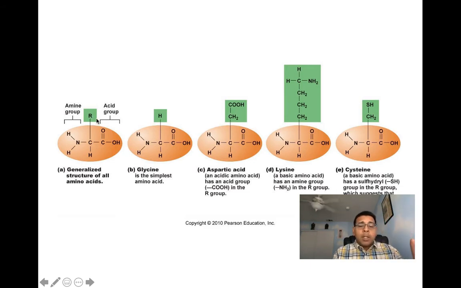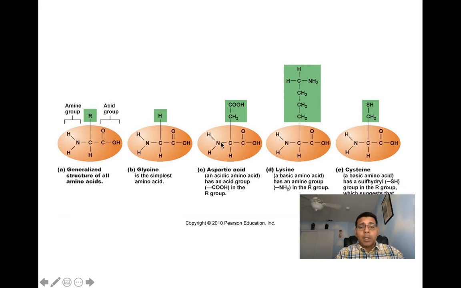Everything is going to be exactly the same in all the amino acids except for the R group. That R group changes, and as it changes, that's what allows us to have different amino acids. You can see here glycine, the simplest amino acid, has only a hydrogen. Here, aspartic acid, instead of a hydrogen, has CH2 and then a COOH attached to it. And then here, lysine, even more different. And then cysteine, you can see, has sulfur.